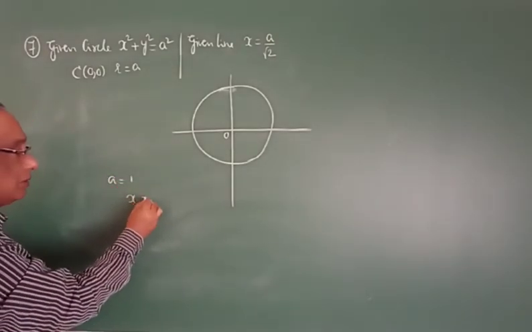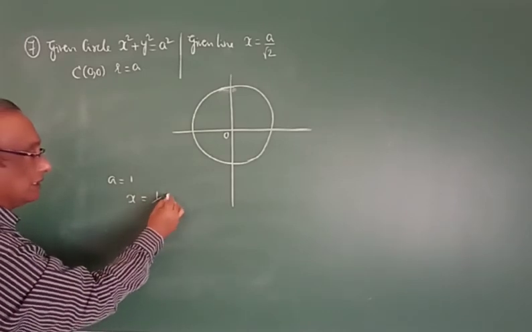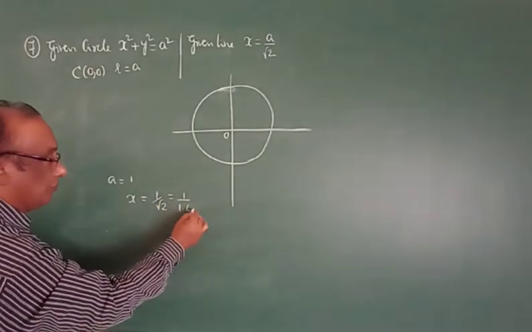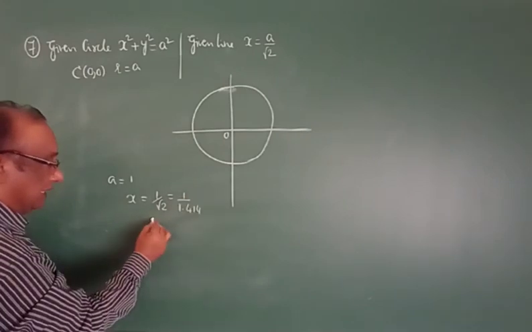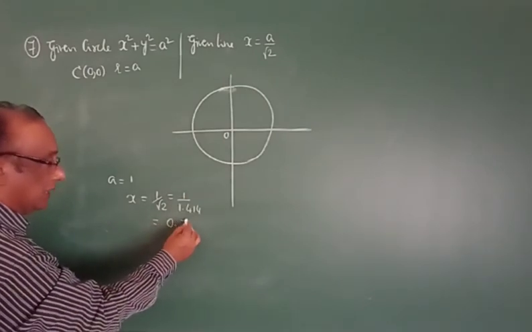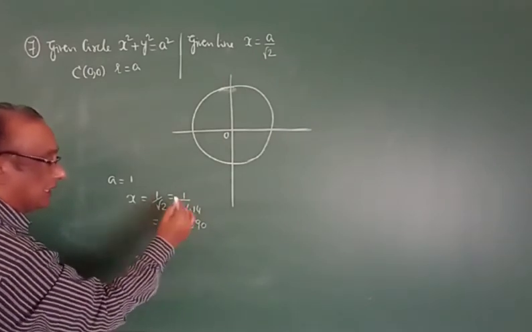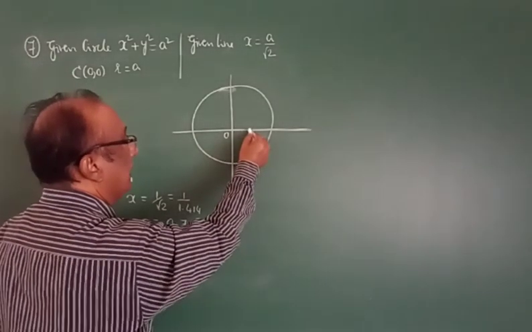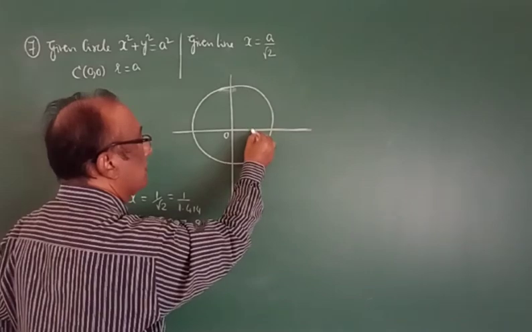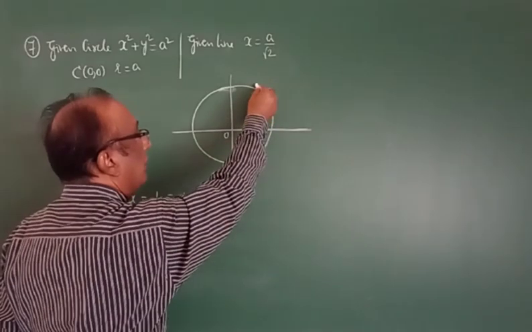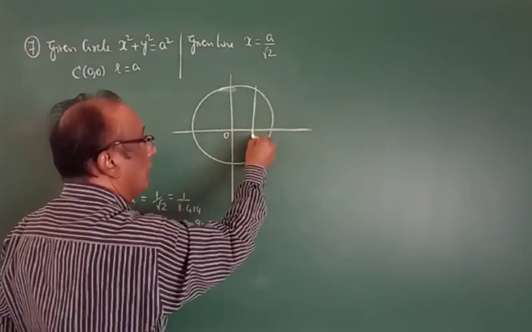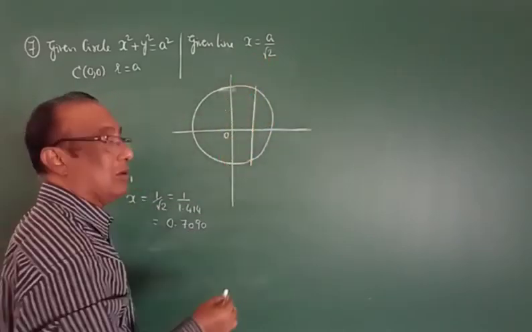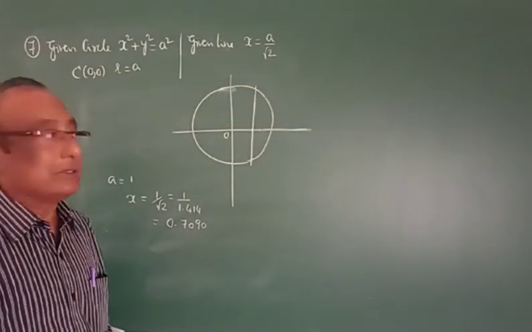Therefore x is equal to 1 by root 2, that is equal to 1 by 1.414, roughly dividing, we get 0.709. So this is nearly 1 point, so nearly here only we can draw a vertical line, x is equal to k, vertical line. Okay?